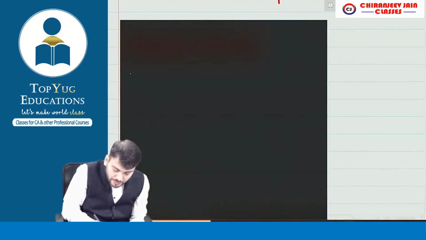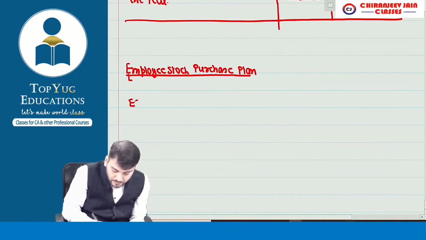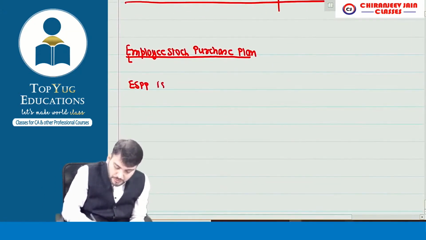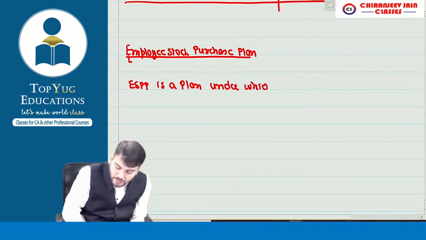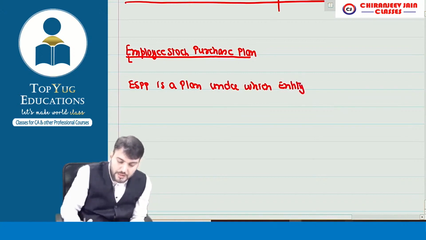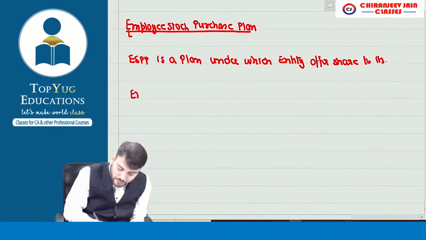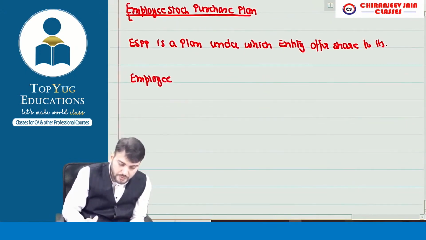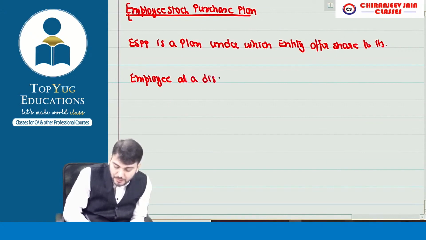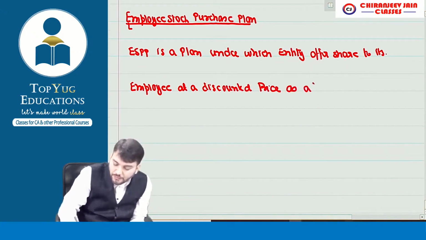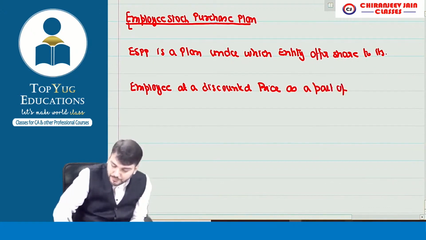Just write down. ESPP is a plan under which an entity offers shares to its employees at a discounted price as a part of public issue.